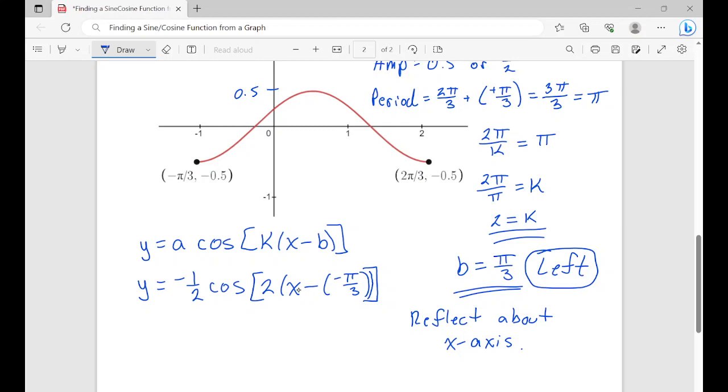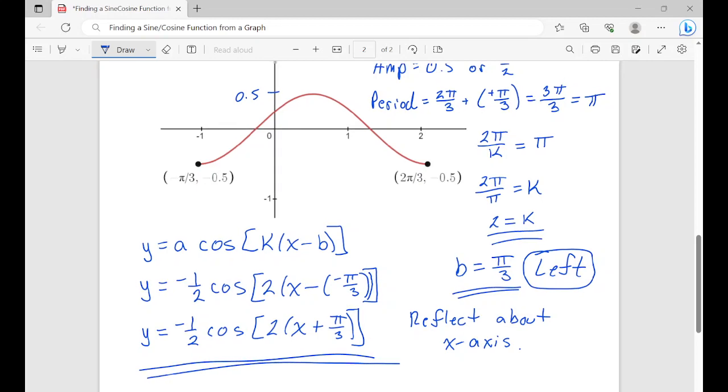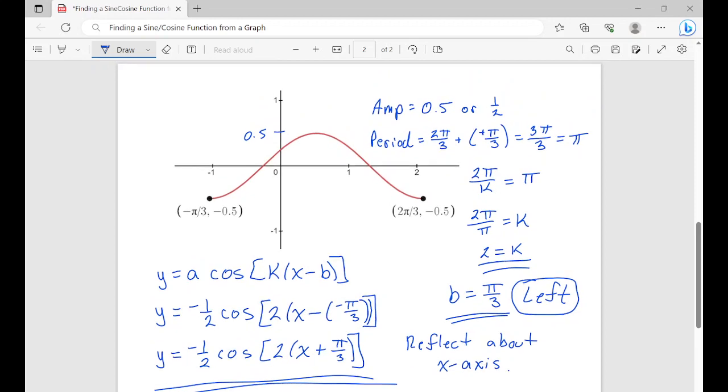And now we'll work out the double negatives. y equals negative 1/2 cosine of 2 times (x plus pi over 3). And that is my equation for this cosine wave.